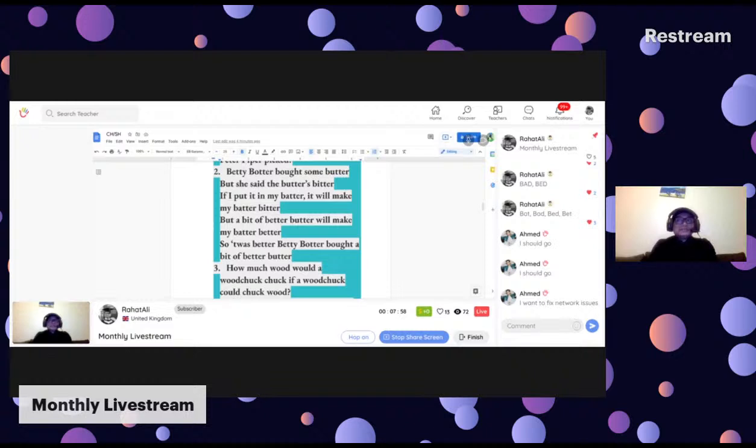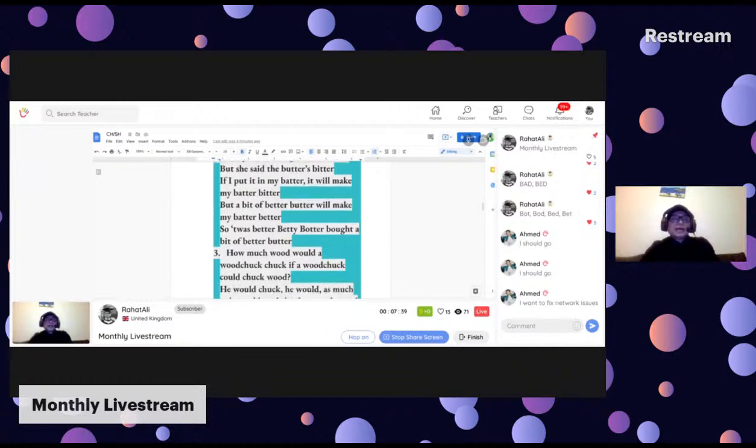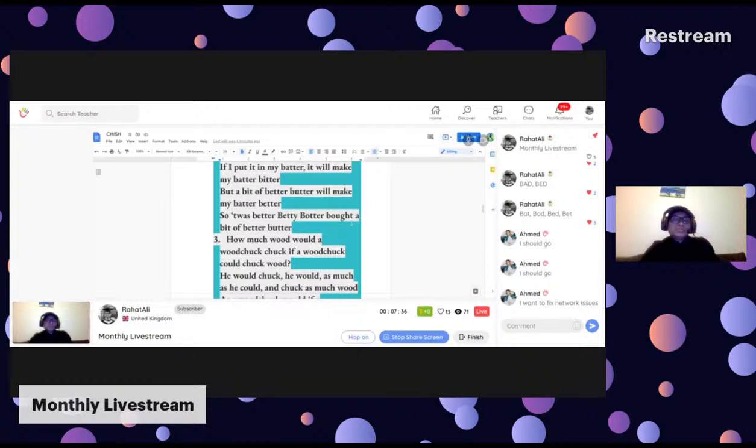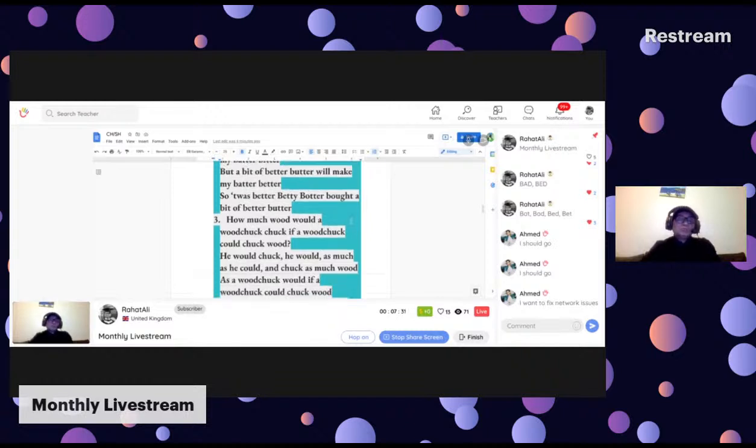So once again, guys, we always practice tongue twisters to develop ourselves and take our English language to the next level. So next one is, I'm sure you know this type of tongue twister, but we explain how the words should be pronounced. Like: how much wood would a woodchuck chuck if a woodchuck could chuck wood? He would chuck as much as he could, and chuck as much wood as a woodchuck would if a woodchuck could chuck wood.